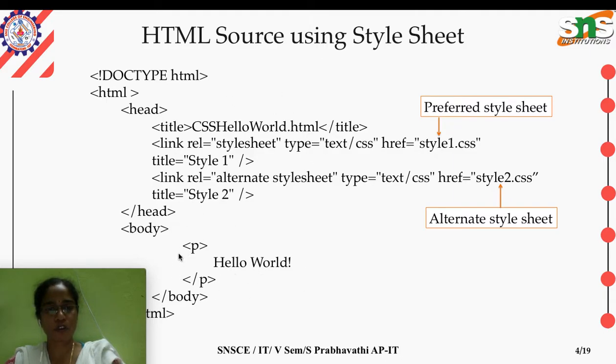This document is of what? Body, paragraph, hello world, is it not? So only hello world is displayed. Now we'll move to the heading part. In the header section, the link element is used to attach the CSS file to this document. The attribute rel should be stylesheet, type is text/css, and href, here you will be mentioning the external file.